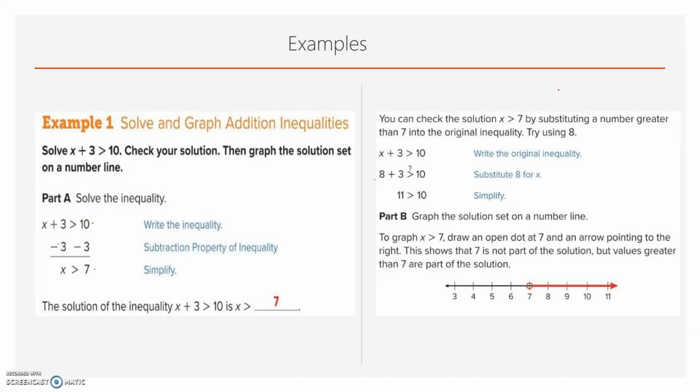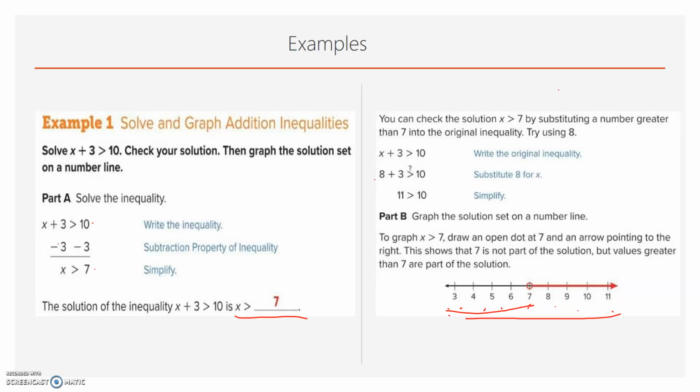How do we graph? We said the answer is what? x is bigger than 7. All we have to do is draw the number line. And by the way, you don't always have to write the 0. Sometimes we are facing big numbers, so we start from numbers close to that number. In this case, since it's 7, we wrote 7, 6, 5, 4, 3, and bigger than 7, 8, 9, 10, 11, and it keeps going.